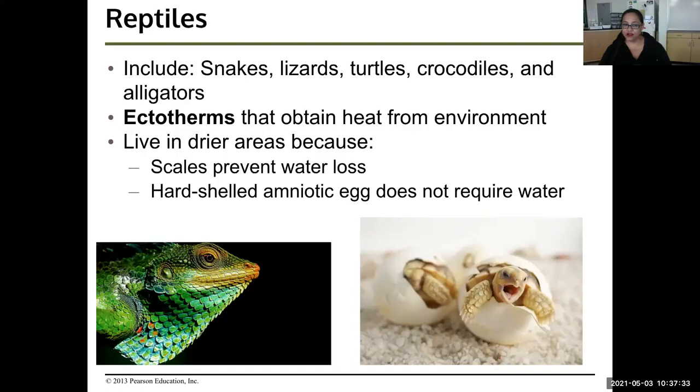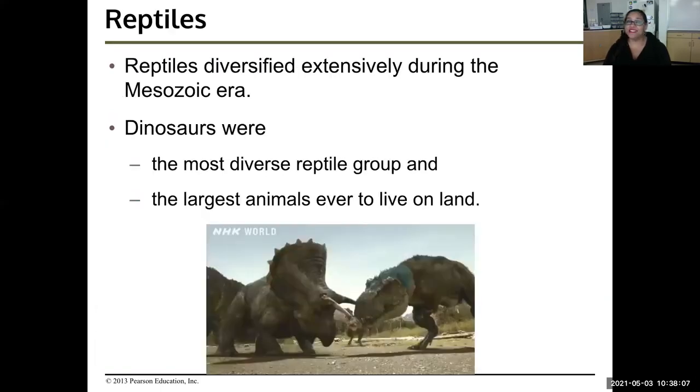They also evolved eggs, a hard-shelled amniotic egg, where you can keep all the moisture inside that will protect the growing embryo, the growing baby. It doesn't require outside water. That liquid is already inside to nourish the embryo. Reptiles diversified extensively during the Mesozoic era. Dinosaurs were the most diverse group of reptiles and the largest animals ever to live on land.